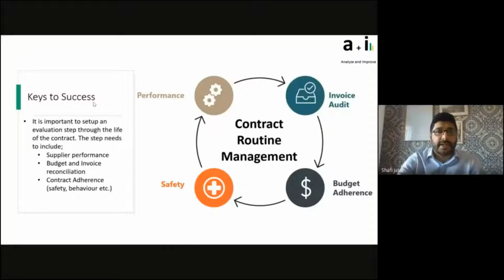We move to the keys to success. It is important to set up an evaluation step and management, routine management. So you start off with invoicing audits as well. You determine an audit structure, for example, that you'll audit every seventh invoice, and then you'll match it against the rates. And if you come across any discrepancy, then that would be cause for concern, and you can go back and say, okay, I'm going to pick up the last 10 and see how it works. Budget adherence, if you've assigned capital dollars, operational dollars, you need to stay within that budget. You need to make sure that money is being spent in the right areas.